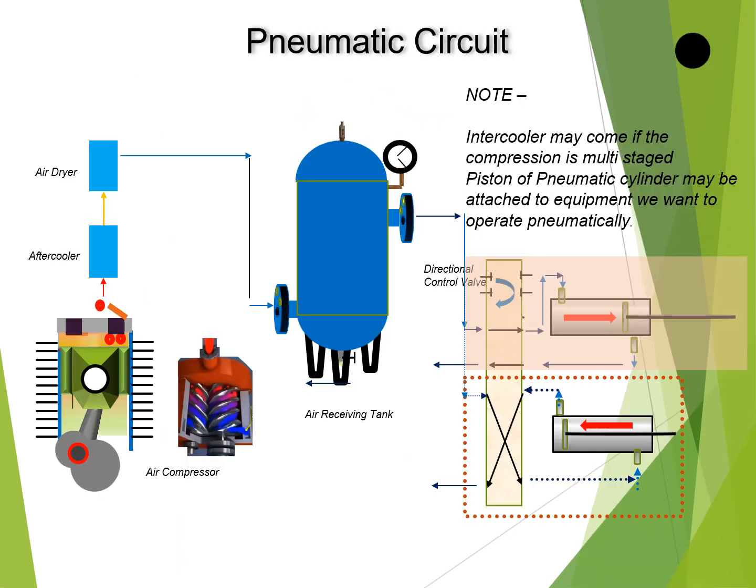Now the compressed air is generated and conditioned and ready to be used in a pneumatic circuit. Just to recall, this is an air compressor, reciprocating type. This is screw type. The compressed air is coming out. It is going into the aftercooler, which removes its heat. Then it is going to the air dryer, which removes the moisture. Then it is collected into the air receiving tank.